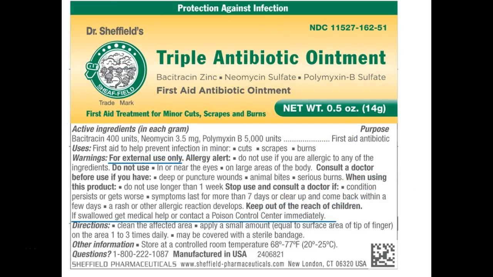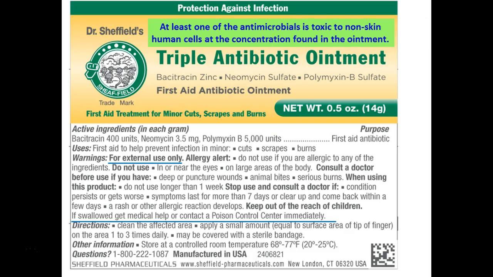So for external use only, right? Because, as we said, at least one of them, and in fact two of them, if you take them internally could be toxic. If swallowed, of course, you've got to call poison control. If you actually read the label, right, small amount, don't cover large areas. Consult a doctor if you have deep or puncture wounds, animal bites, or serious burns, right? This is for minor wounds, not for serious types of wounds.